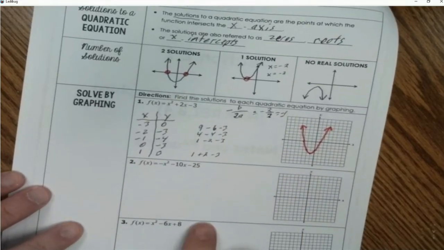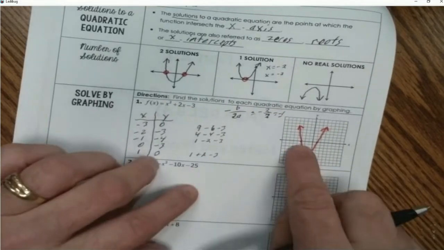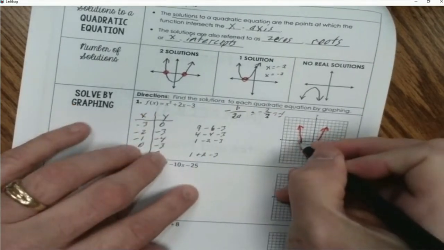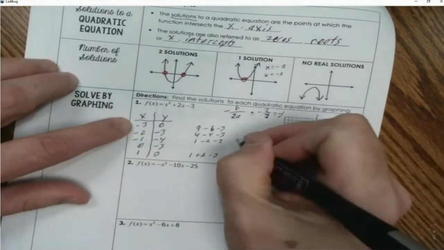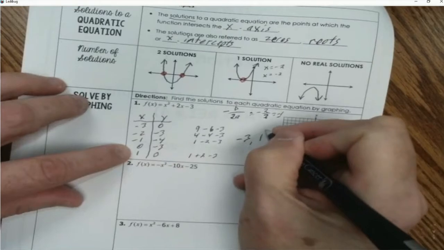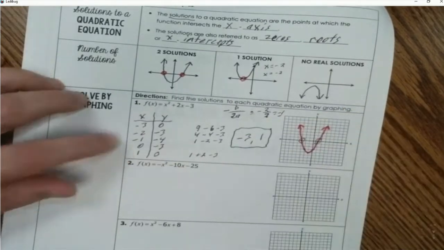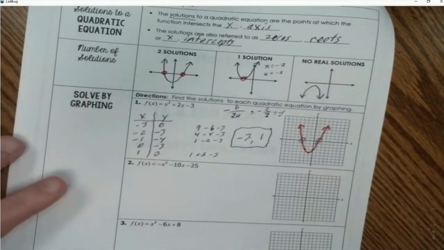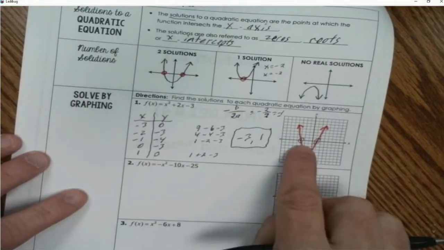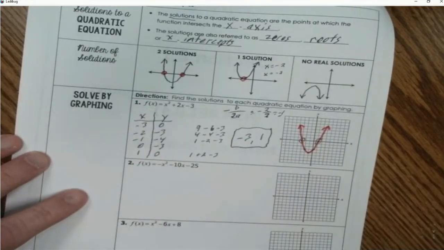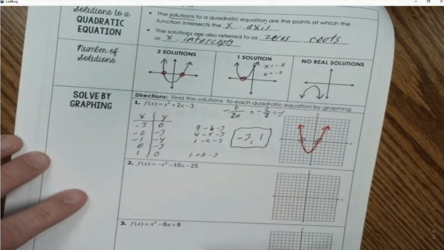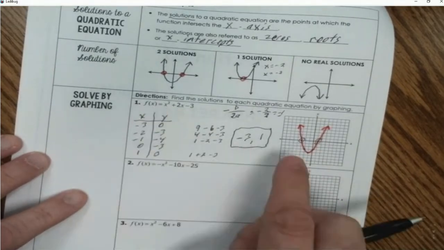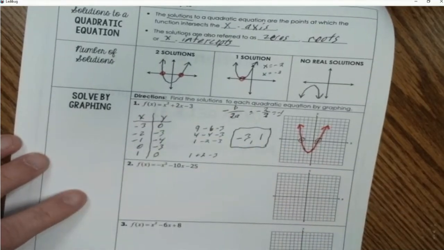All right. So find the solutions by graphing. So what are our solutions? Our solutions are right there, right there. The solutions are -3 and 1. That is our answer. Those are the solutions for this quadratic equation, which means if we substitute those numbers in, it'll equal 0. When we substitute -3 in, it'll equal 0. When we substitute 1, it equals 0.